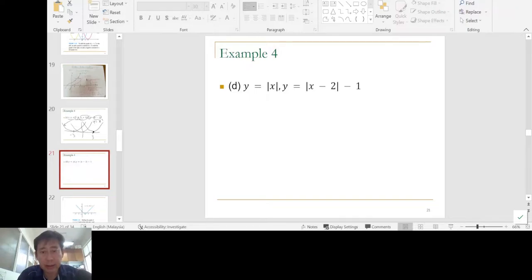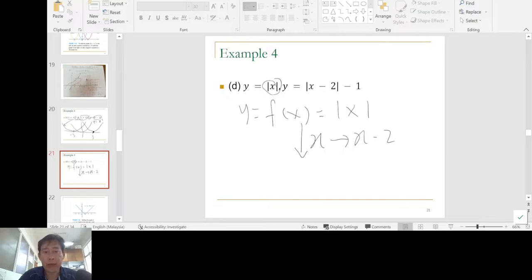Now this is another situation where you have the original function y equals f of x, which is the absolute function of x. Here we have 2 types of operation. The first operation is where you replace x by x minus 2. When you carry out this operation once, the function of absolute x becomes absolute of x minus 2. So after this operation, you get a new function y1, which is this.